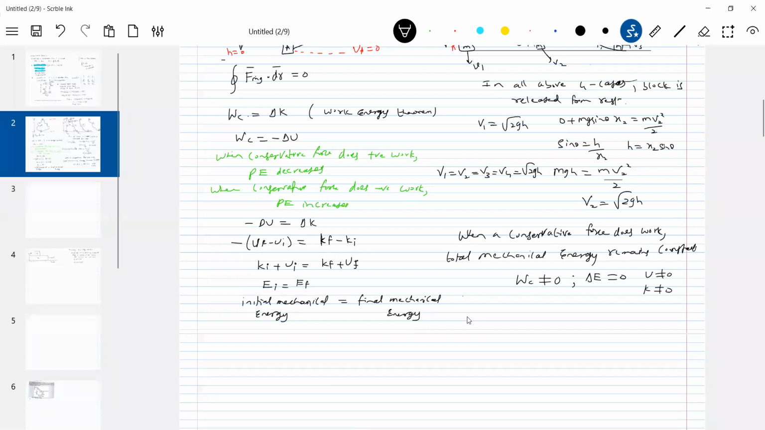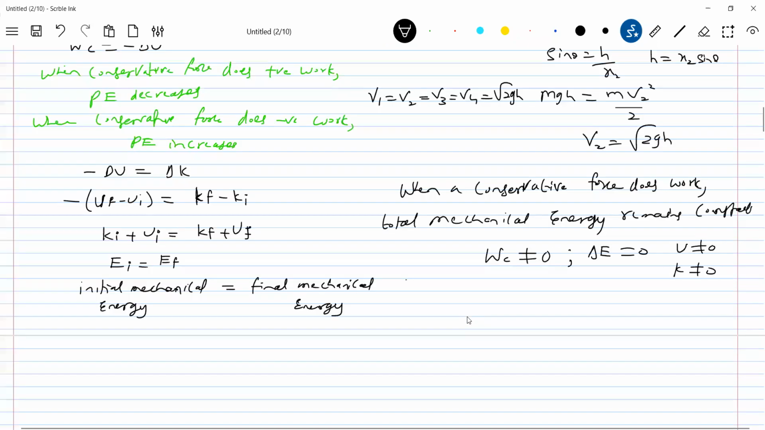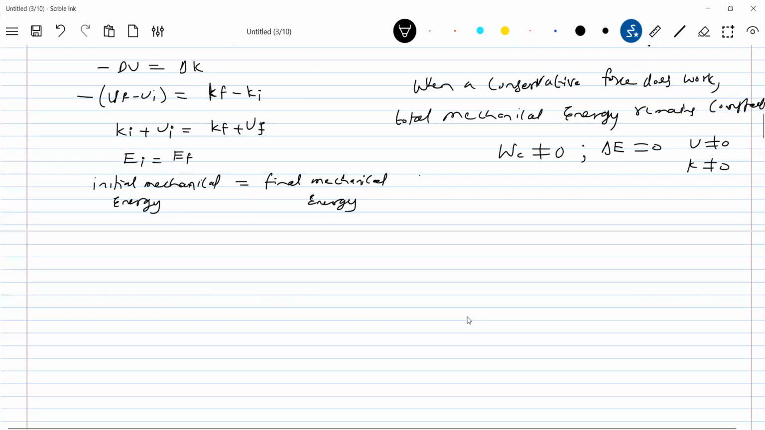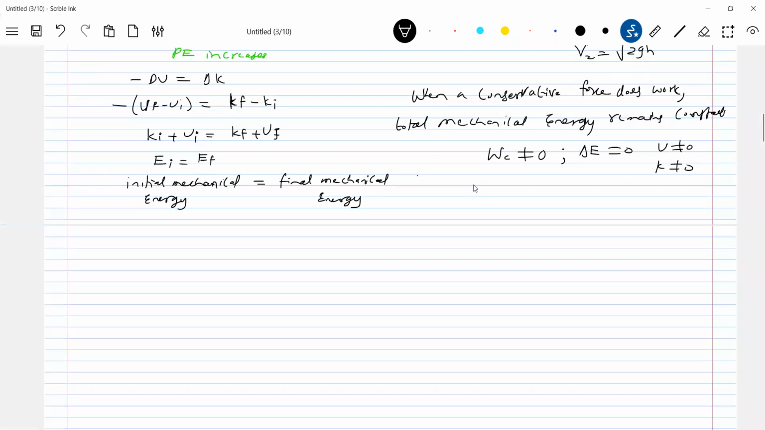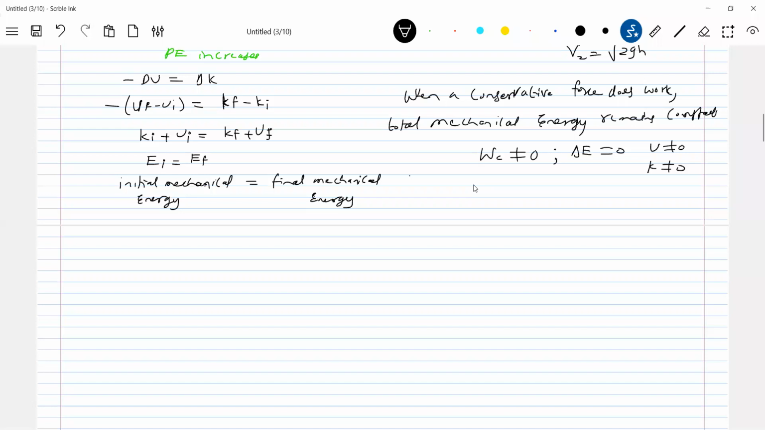This is the basic governing principle for us in physics, whether a given question is correct or wrong, whether what you did is right or wrong. You can take help of this one. So when a conservative force does work, total mechanical energy remains constant. That is the law of conservation of mechanical energy. Potential and kinetic energy will change, but the overall mechanical energy of the system remains the same.